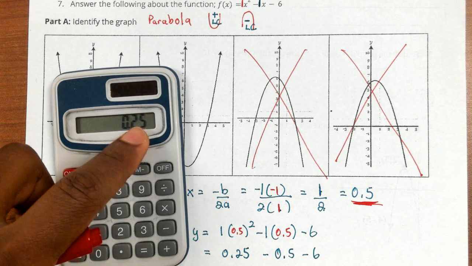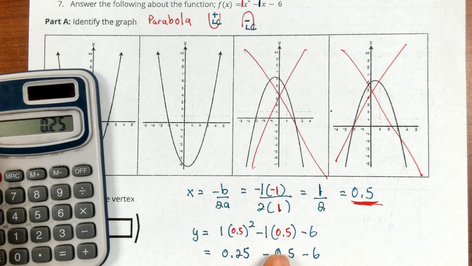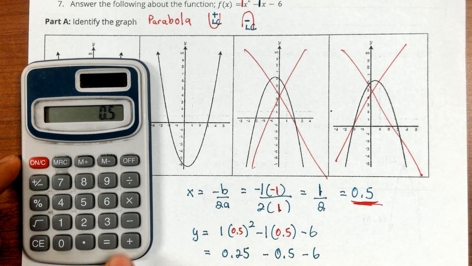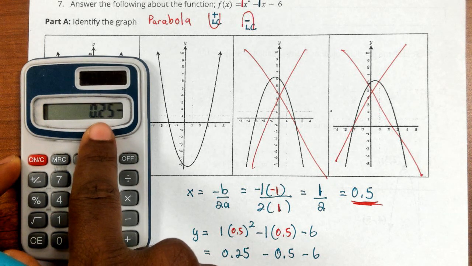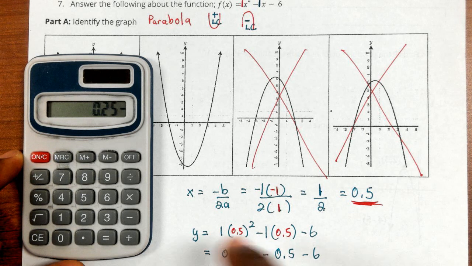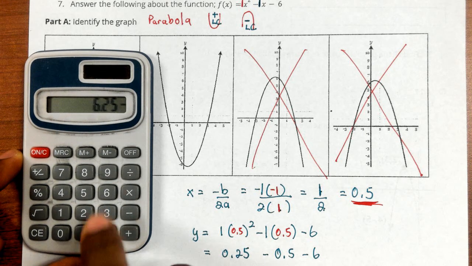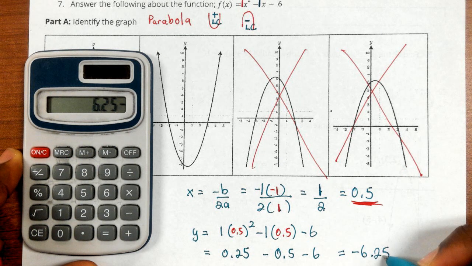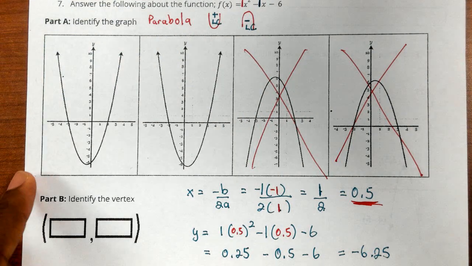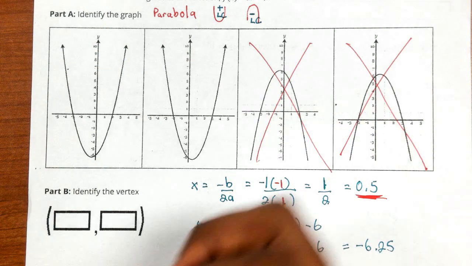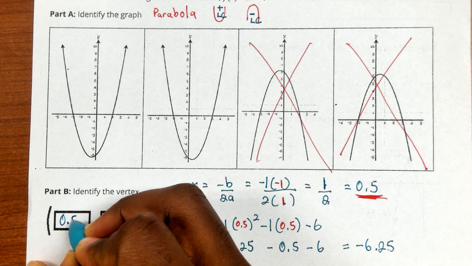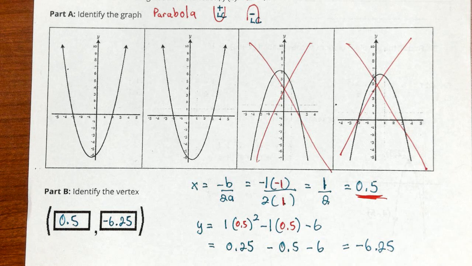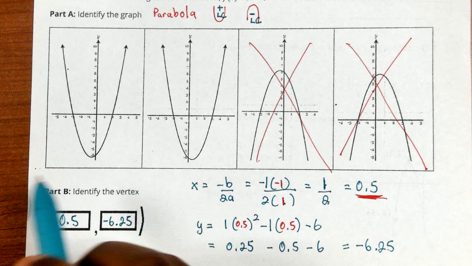So I'm going to do 0.25 minus 0.5, and I get negative 0.25. Then I'm going to subtract 6, so minus 6, and I get negative 6.25. That means the coordinate for my vertex would be 0.5 for the x and negative 6.25 for the y. So let's look at which one of these would have that.